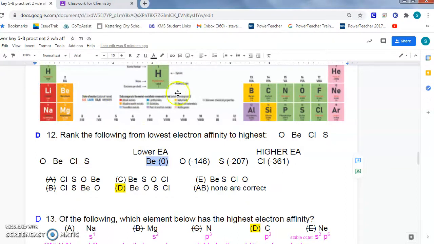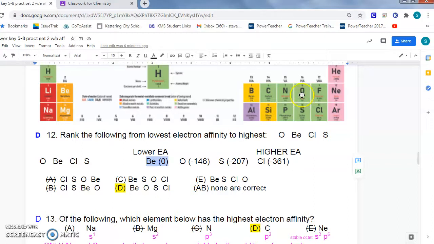We continue this way. Here's oxygen. Oxygen has 2 in the S, 4 in the P. You give it one more electron and it would be close to satisfying the octet rule. It needs 2 to satisfy the octet rule, but it would become close to satisfying the octet rule. It would have a fairly high affinity.